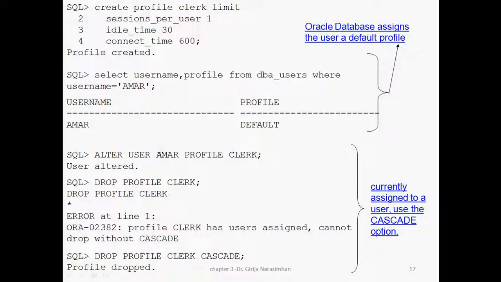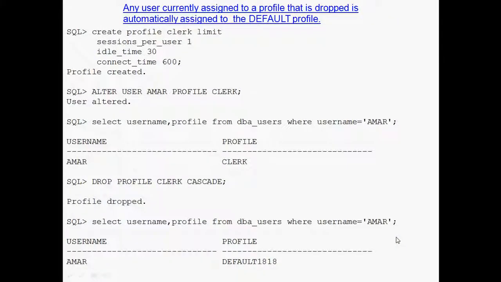Suppose I use alter user Amar profile clerk. I am changing it instead of default. Now drop profile clerk. Why is it giving an error? Because currently the user is using it. Now we use cascade. I think now you understood. Any user currently assigned to a profile that is dropped is automatically assigned to the default profile.